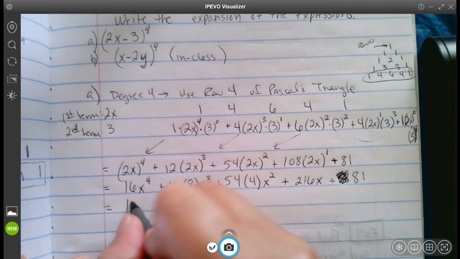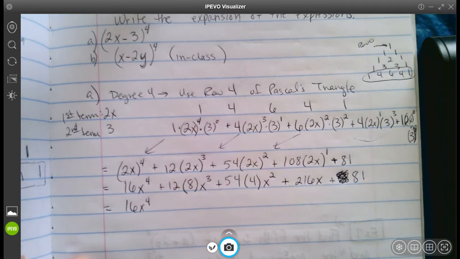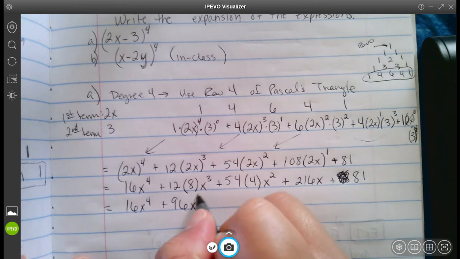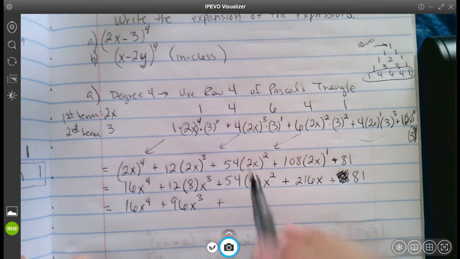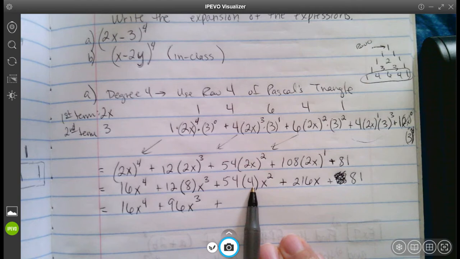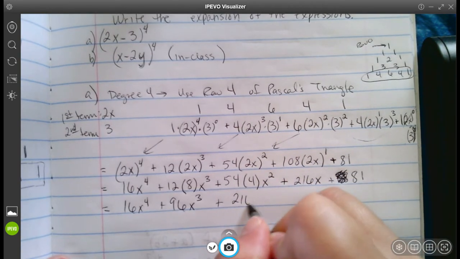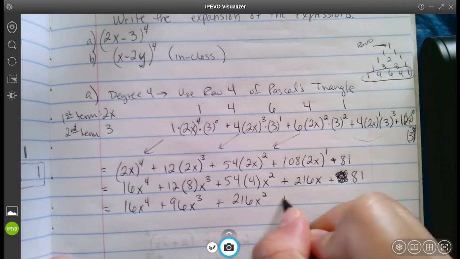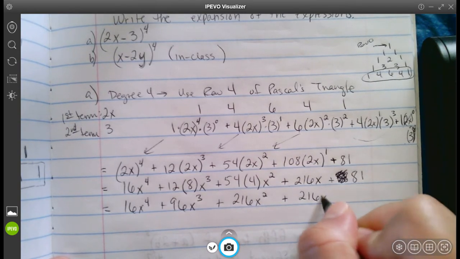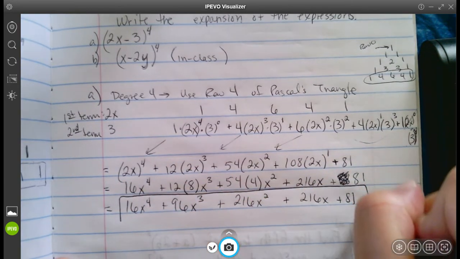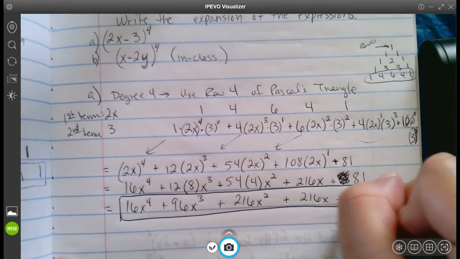Last thing here. So this first one is done. 16x to the 4th. 12 times 8 is 96. So 96x to the 3rd power plus 54 times 4. Again, I'm going to double it, which is 108. Double that one is 216x squared. This one is already done, and the last one is done. And we are done with our binomial expansion.